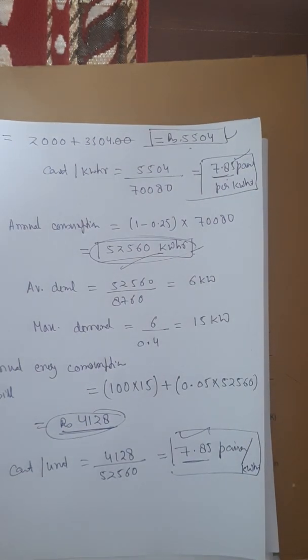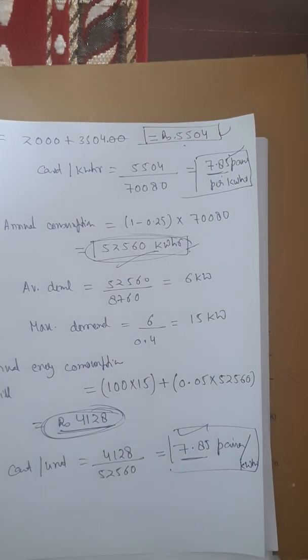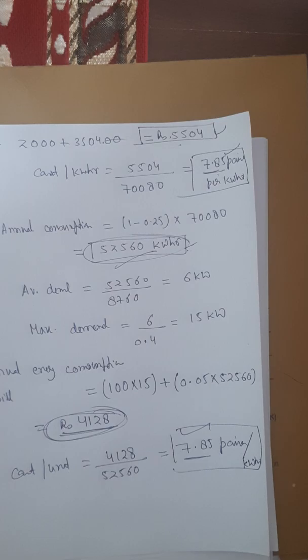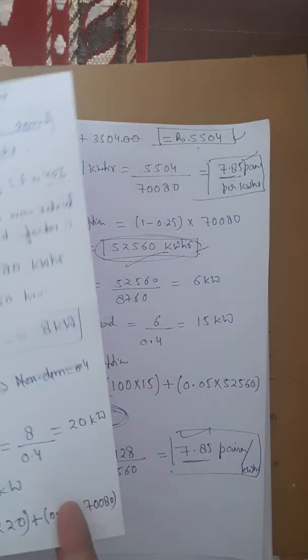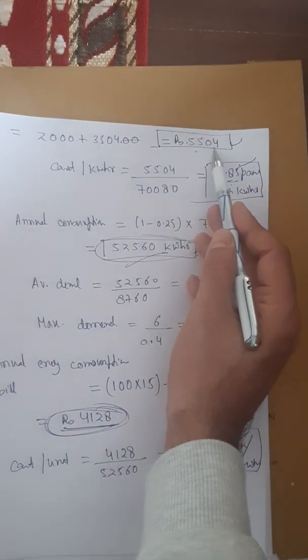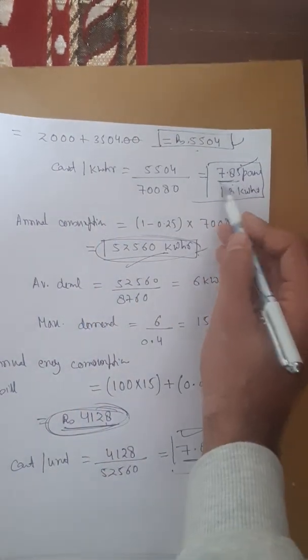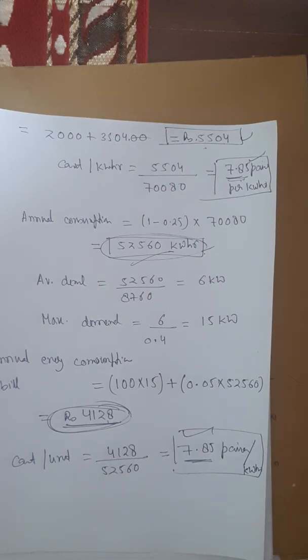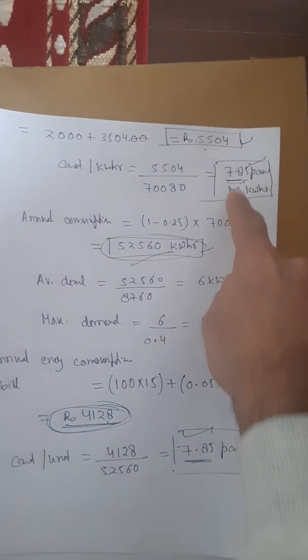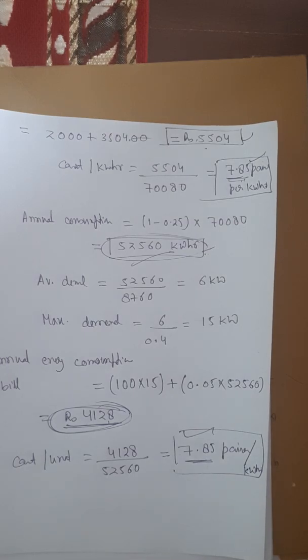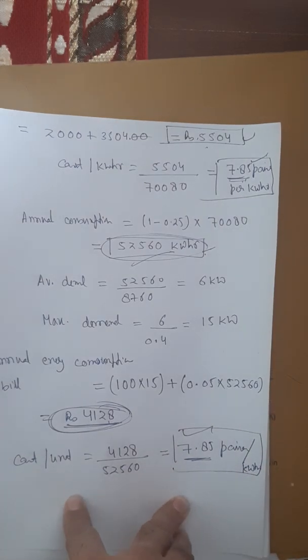Why? You know that the annual bill changed. Earlier in the first case, the annual bill was 5504, and here the annual bill was 4128, but the cost per unit is the same, 7.85 paisa here and 7.85 paisa here. Why? This is because in both the cases the load factor was the same, 40%. If the load factor is the same, then the cost per kilowatt hour will remain the same, because in both the cases the load factor was constant.